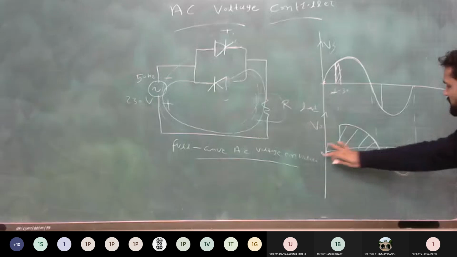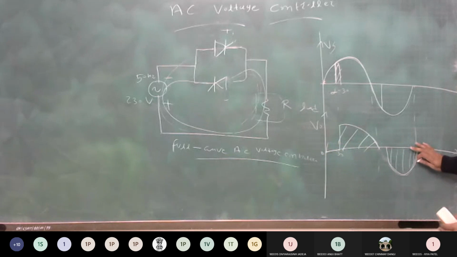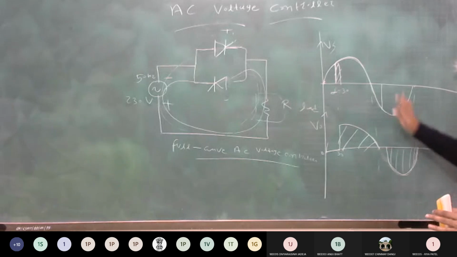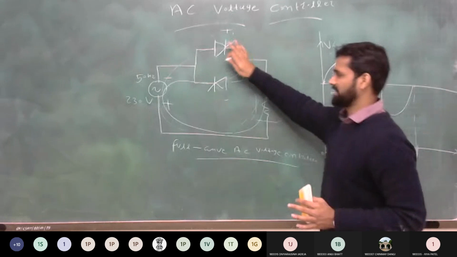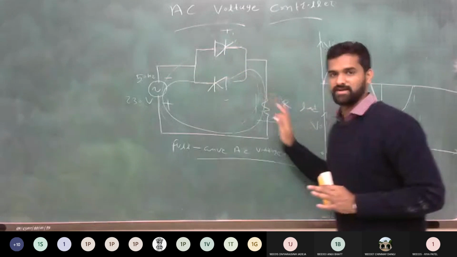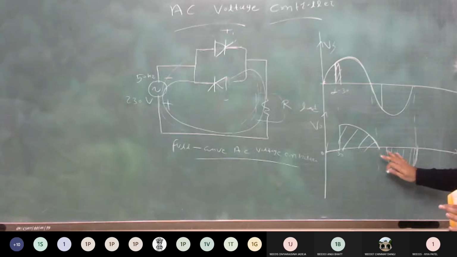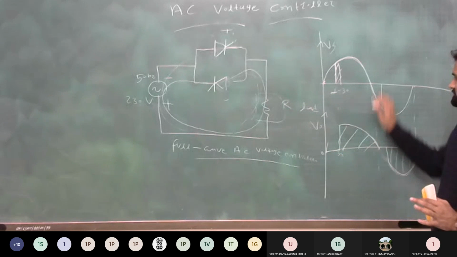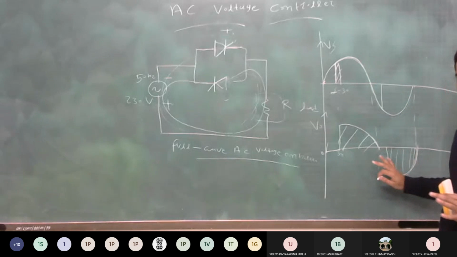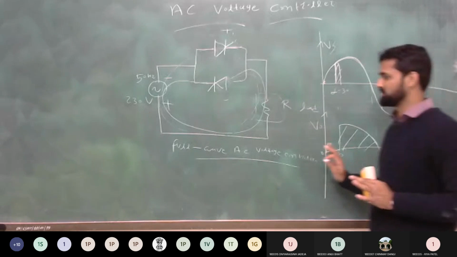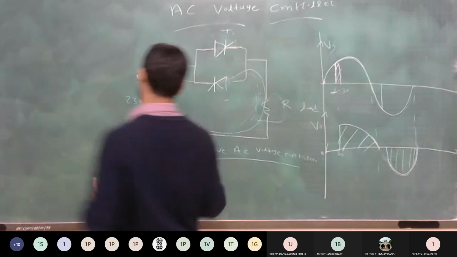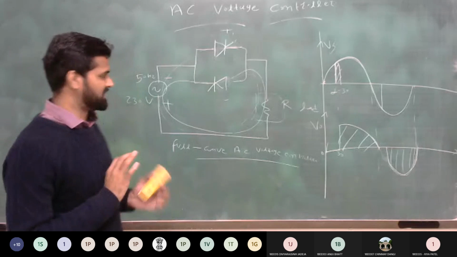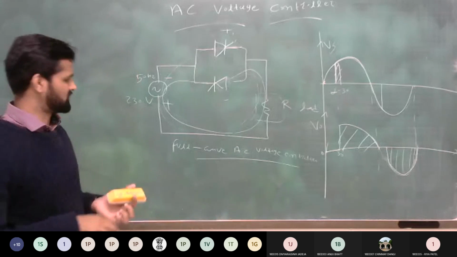If you take the average of this output voltage, it is less than the supply voltage. So by changing the firing angle of T1 and T2, you can get a variable output voltage across the load. But again, you can see the frequency remains the same. This is a 50 Hz supply, so the output voltage is also at 50 Hz. This is why it's called AC voltage control. I hope all of you understand the basic concept of AC voltage control.